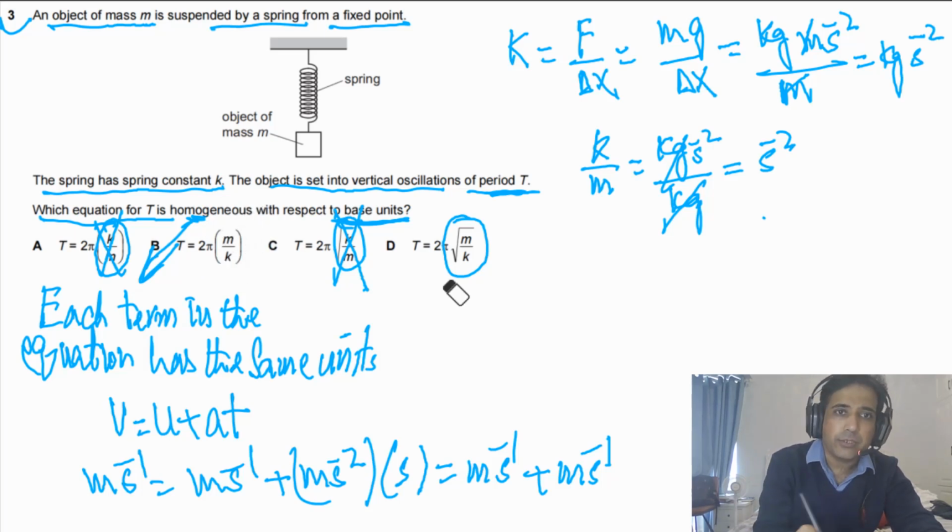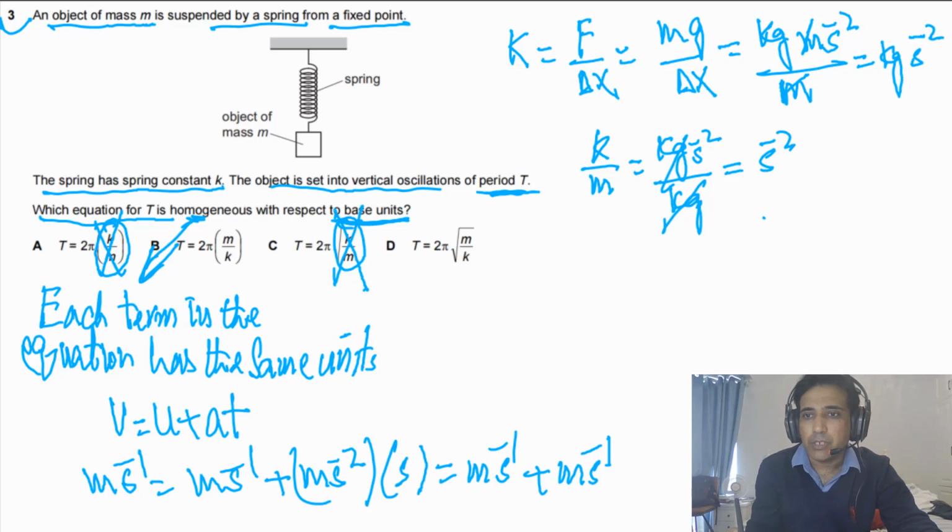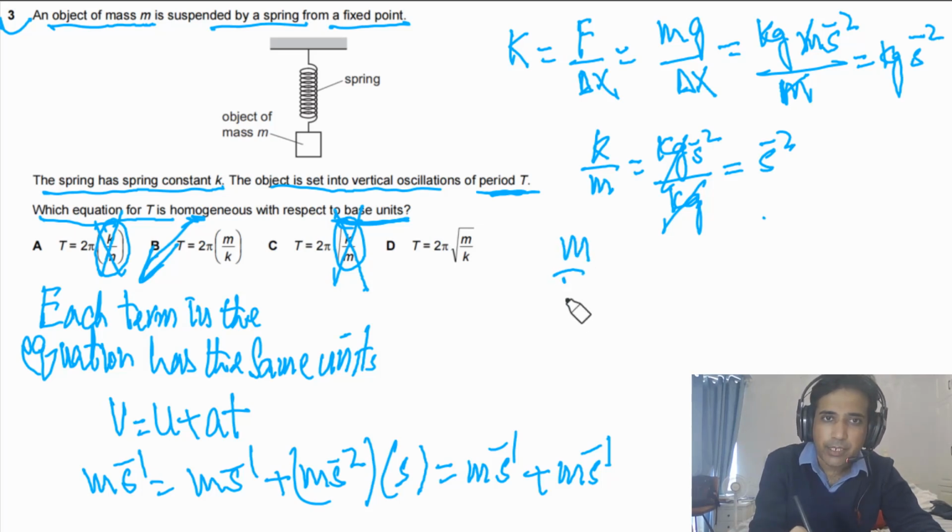Let me clean this one. These two are possible answers. So we can write down here m over k. Here we have kg, divided by kg per second squared. We can cancel kg with kg.